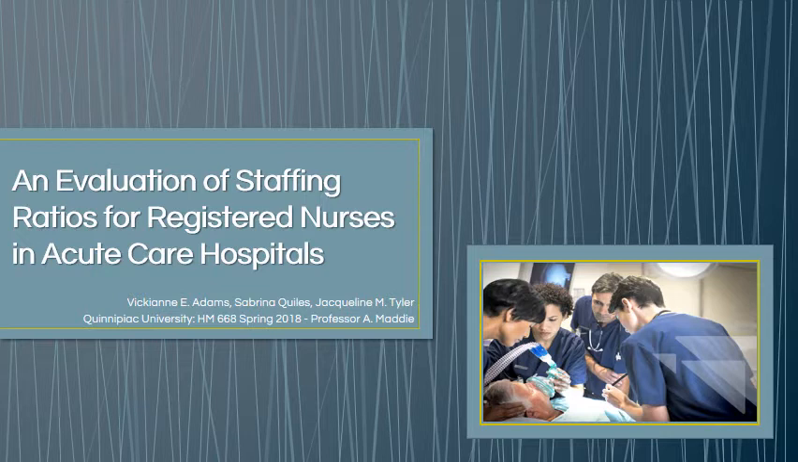My name is Vicki Ann Adams, and together with Jacqueline Tyler and Sabrina Quills, I will present to you an overview of the issues surrounding nurse staffing ratios, focusing primarily on the acute care hospital setting. We will explore some general background, a review of available literature, and then cover some of the key legislation on the topic. Finally, we will present some recommendations for going forward.